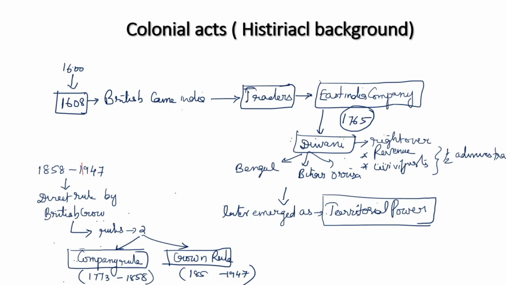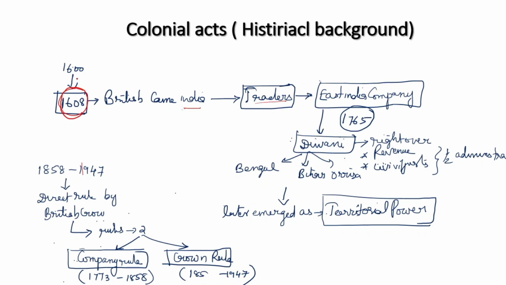Colonial Acts. Before going to the acts, you have to understand one thing: the date 1608 in Indian history is one of the most important dates. In 1608, the British came to India as traders. Why did they come to India? For the purpose of trading.